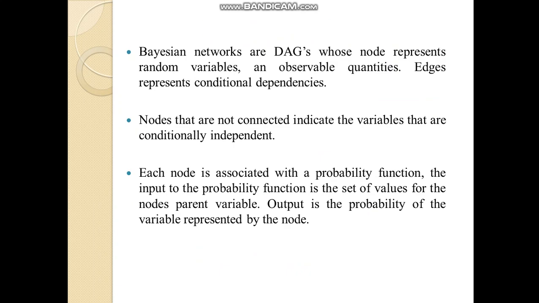Bayesian networks are DAGs whose nodes represent random variables and observable quantities. Edges represent conditional dependencies. Nodes that are not connected indicate variables that are conditionally independent. Each node is associated with a probability function. The input to the probability function is the set of values for the node's parent variables. The output is the probability of the variable represented by the node.